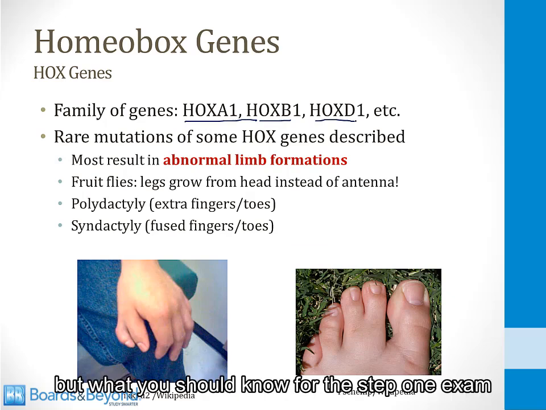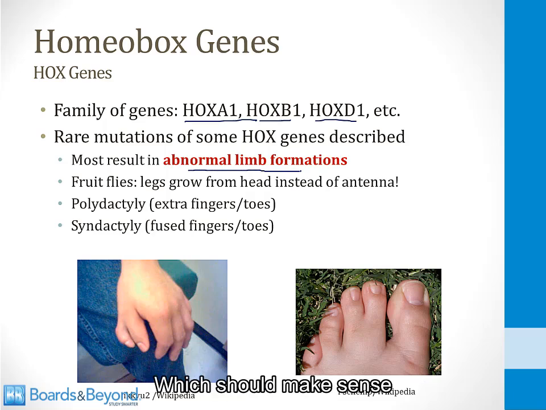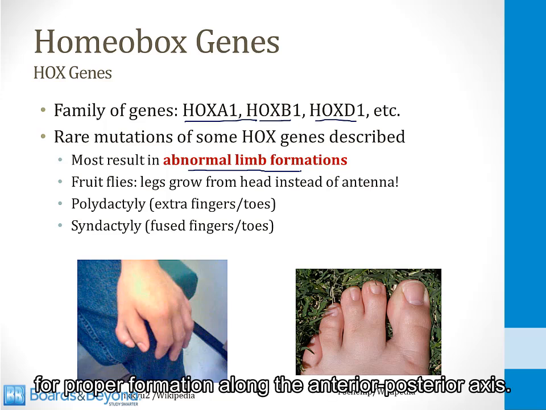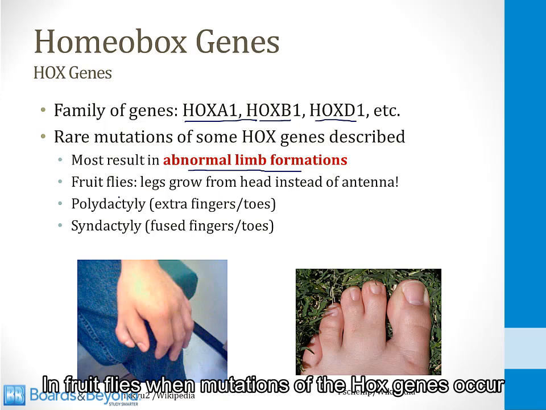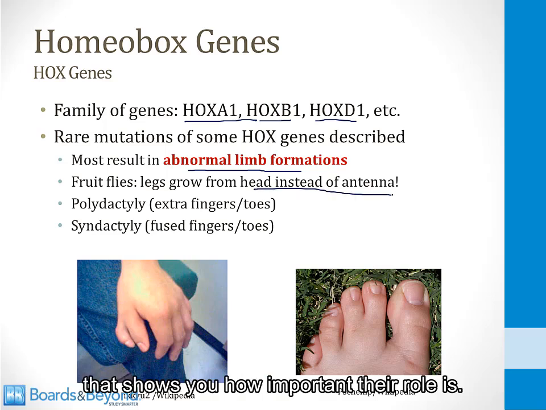Step 1 exam is that rare mutations of some Hox genes have been described, and they all result in abnormal limb formation, which should make sense because I told you that these genes are necessary for proper formation along the anterior-posterior axis. In fruit flies, when mutations of the Hox genes occur, the legs will grow from the head instead of the antenna. That shows you how important their role is.